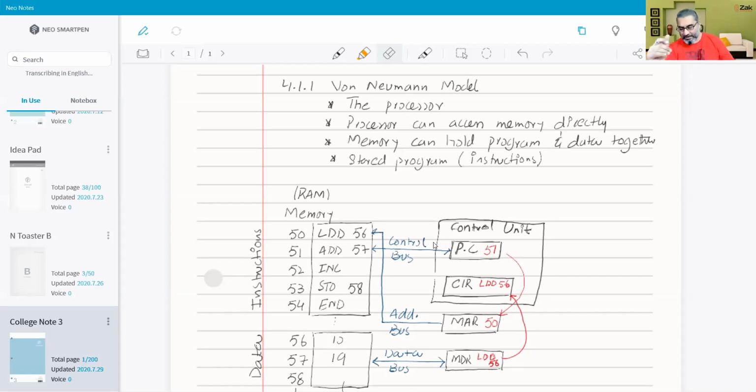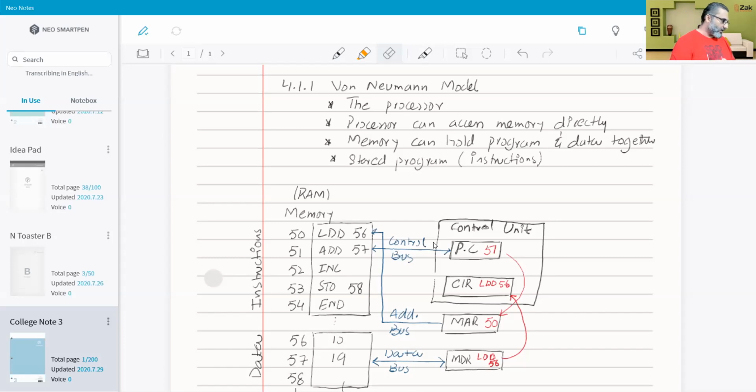So it does synchronization. What is synchronization? Synchronization is that when a team is working, every member knows where to get the data, where to deliver the data, and at what time. That is synchronization. So PC to MAR, then MDR, then CIR, that is synchronization. They work in order. Order requires some sort of timing, so that order is also maintained by the control unit.